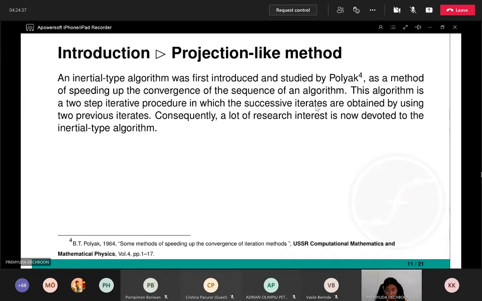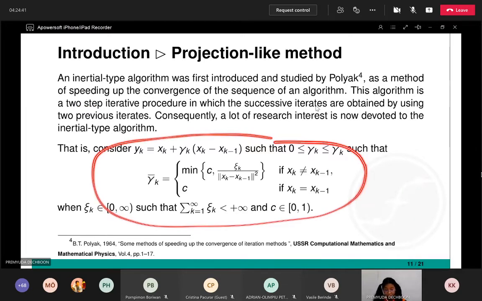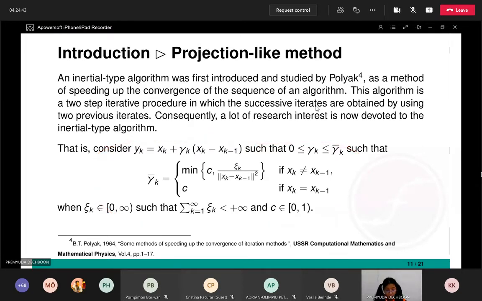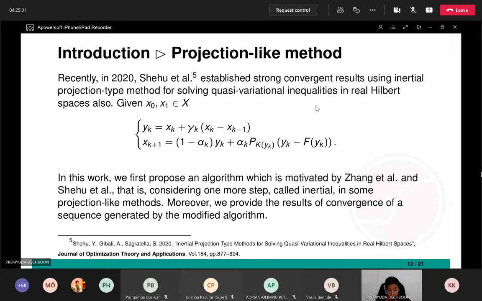So the algorithm looks like this one. Also in 2020, Chen Hu exhibited a strong convergence result for the inertial projection-type method in real Hilbert space, given by this one. So from the three algorithms, we propose a new algorithm with the inertial step.